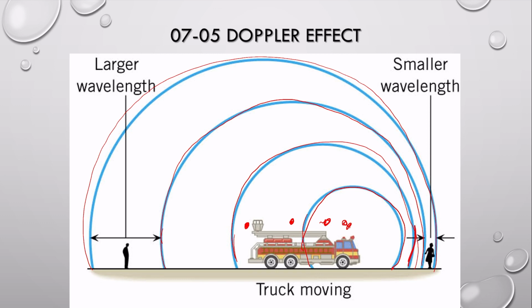So in the front here, when the truck is moving towards you, you have a smaller wavelength. Smaller wavelength means it's going to sound higher pitch. As the truck moves away from you, it's a longer wavelength. Longer wavelength will mean a lower pitch.